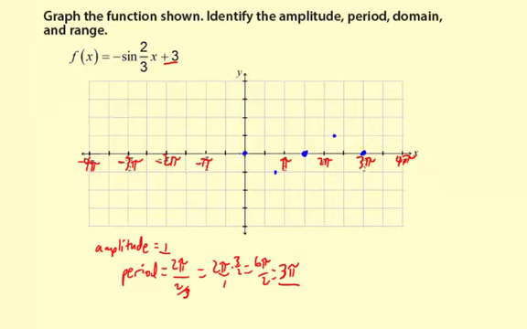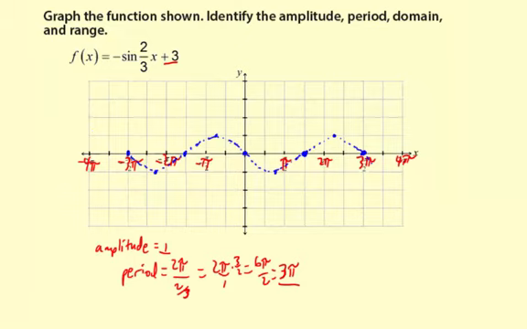Okay, and then I'm going to do the same thing going the other way. So we can graph 2 cycles of the function, and we're going to be going up first here, and then down here. Okay, now I'm going to graph a dashed version of the function. And again, this is without the vertical translation. Okay, so this would be a graph of f of x equals negative sine 2/3 x.